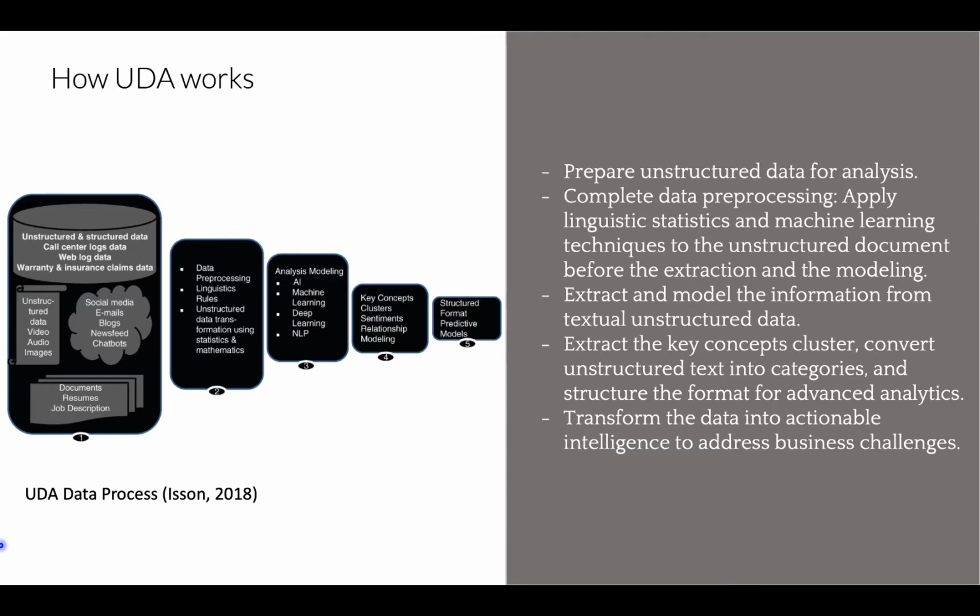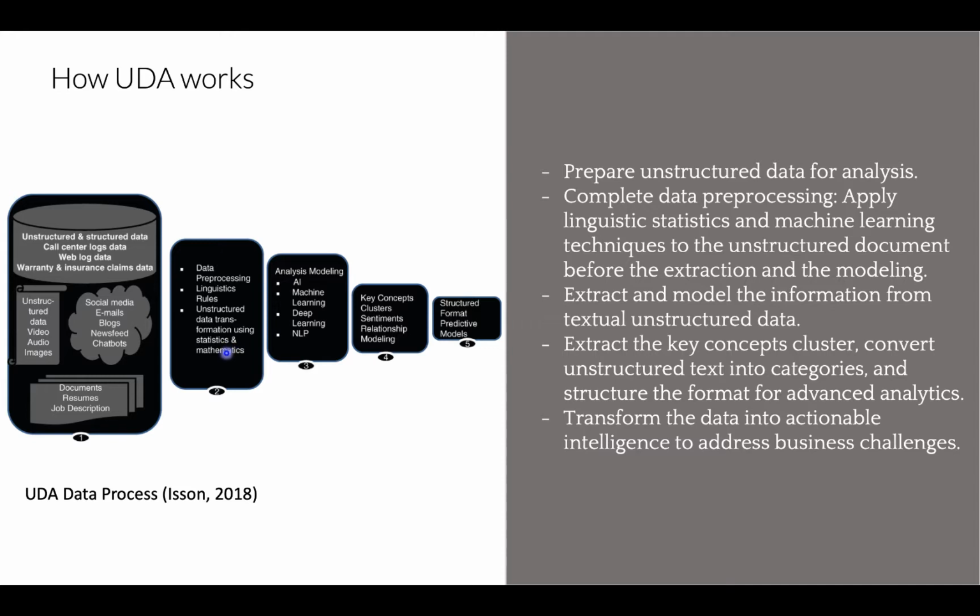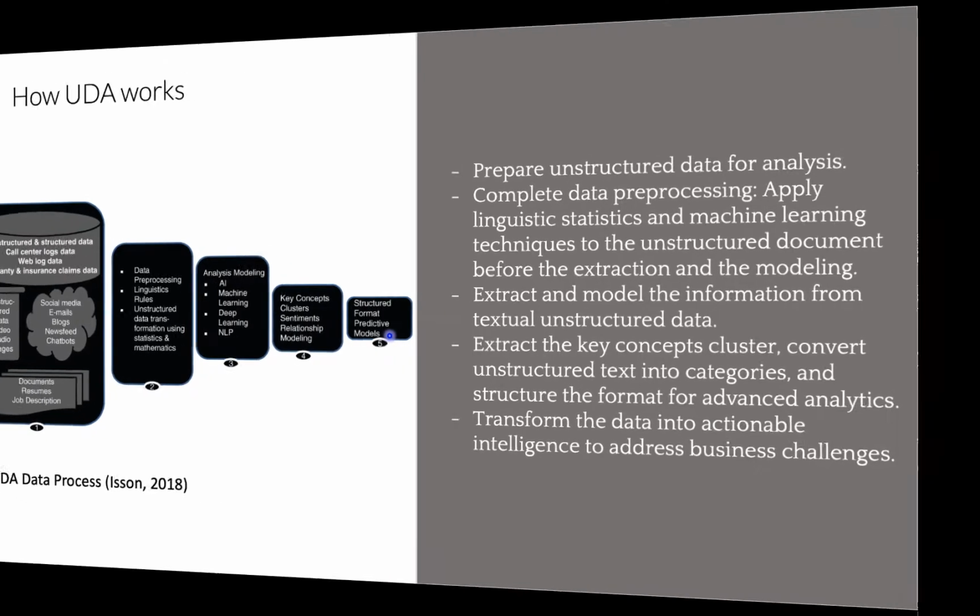So how does UDA work? In fact, UDA is a 5-step process. You prepare unstructured data for analysis and complete data pre-processing. Then you apply linguistic and machine learning techniques to the unstructured documents before extraction and modeling. Then you further extract and model information from textual sources and use a variety of mathematical techniques. Then you extract key concept clusters and convert unstructured data into categories and structure, and put it in a format useful for advanced analytics. And finally, transform data into actionable intelligence to address business challenges.